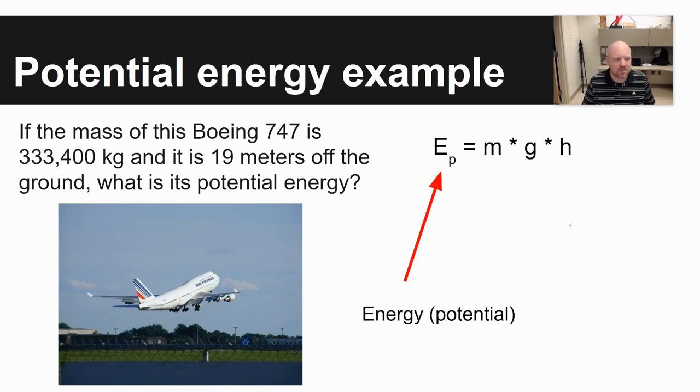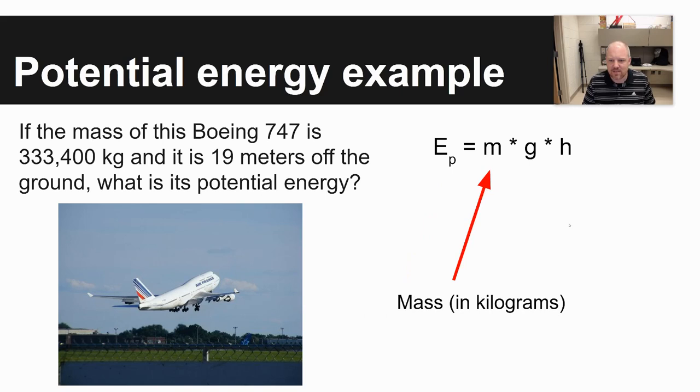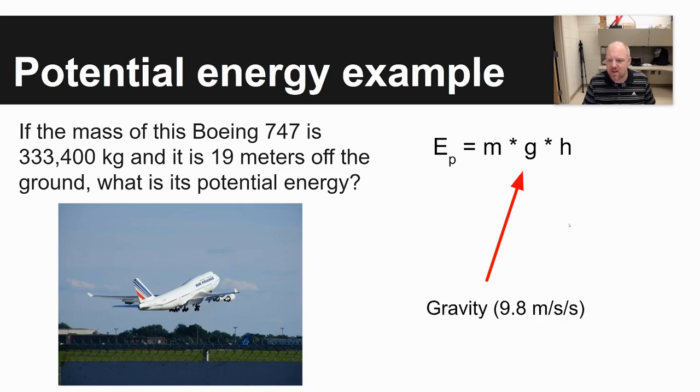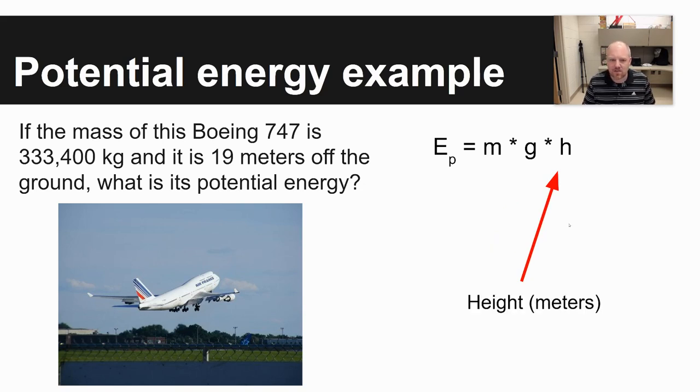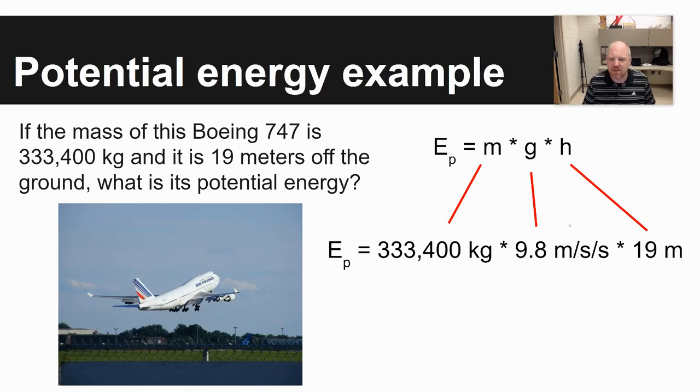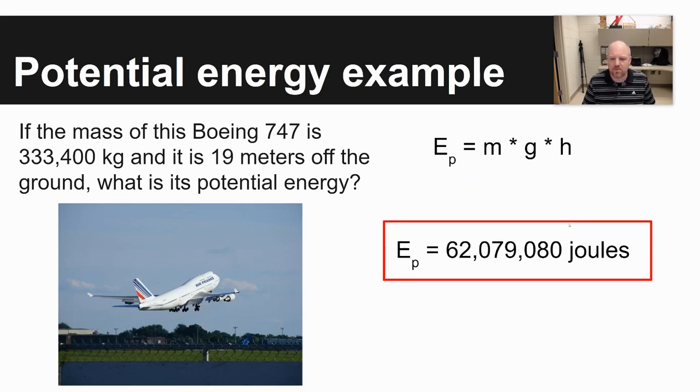In this scenario, it says if the mass of this Boeing 747 is 333,400 kilograms and it's 19 meters off the ground, what is its potential energy? Again, potential energy is mass measured in kilograms times gravity, 9.8 meters per second squared, or sometimes I'll use 10, times height in meters. How would you go through and solve this problem? Again, you just have to identify the different units, mass measured in kilograms. Acceleration is sometimes just a given. On Earth, it's 9.8 meters per second squared, and the height given to you in this problem is 19 meters. Find the product of all of those three values, and you come up with 62,079,080 joules.